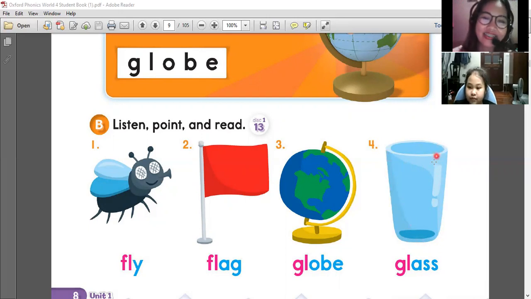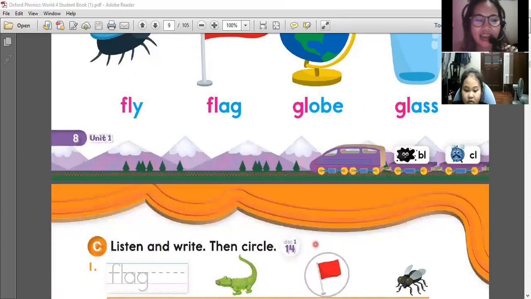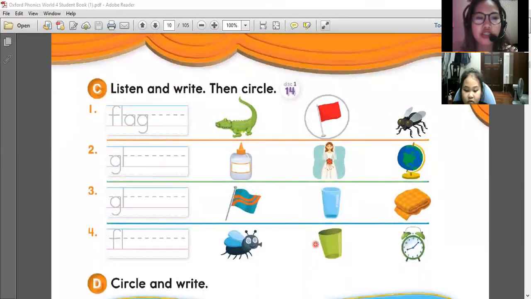What's that? Glass. Well done. Okay, very good. So we have there the four words of FL and GL. So now let's go for the exercises. This one first is to listen and write, then circle.